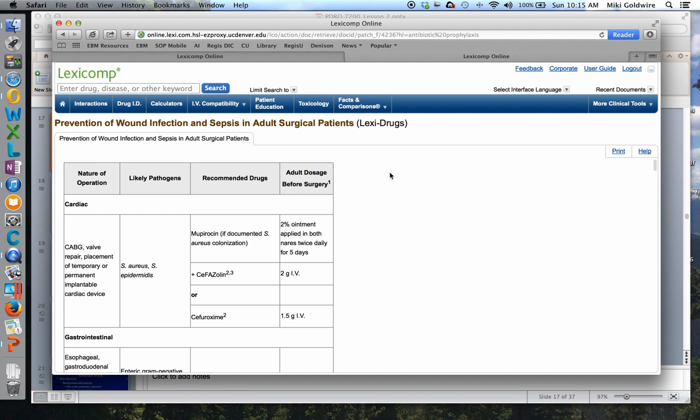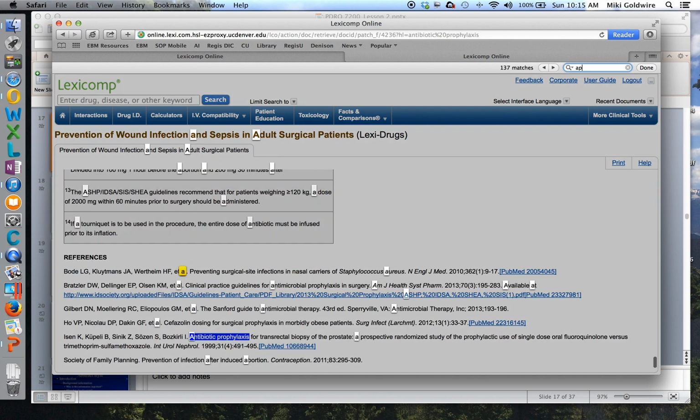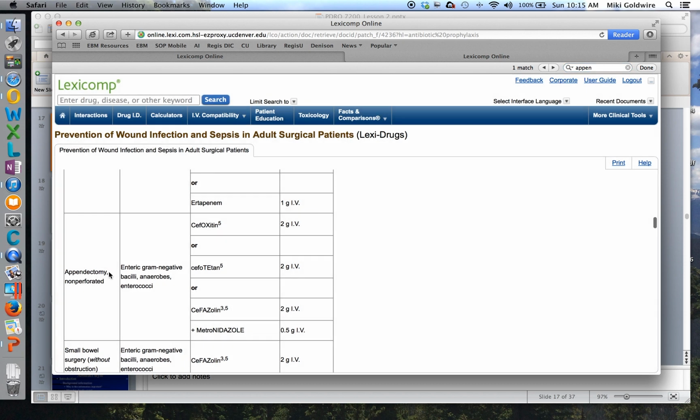So I want to look for appendectomies. So again, I suggest you use your find feature, Control F or Command F. Type in APPEN, and it will take you right to the place in the document where appendectomy appears. And we see that for an appendectomy, non-perforated, enteric gram-negative bacilli, anaerobes, enterococci. The recommended therapy is cefoxitin, cefotetan, or cefazolin, plus metronidazole. We also notice that there is a little subscript 5 and 3 to 5.